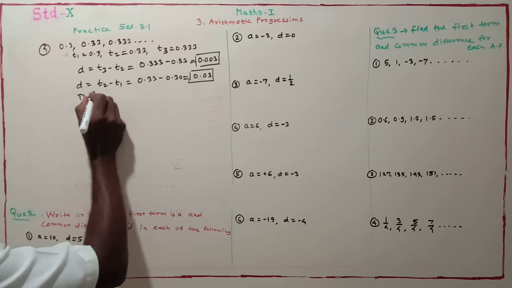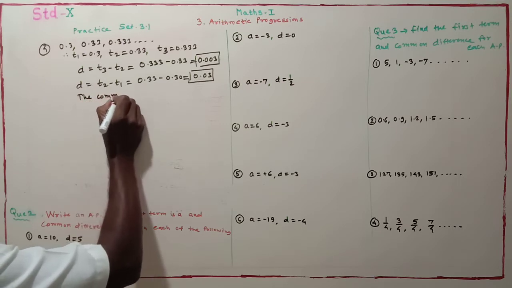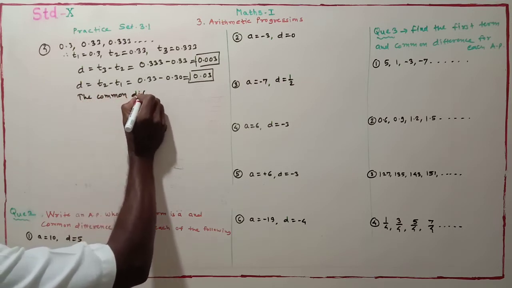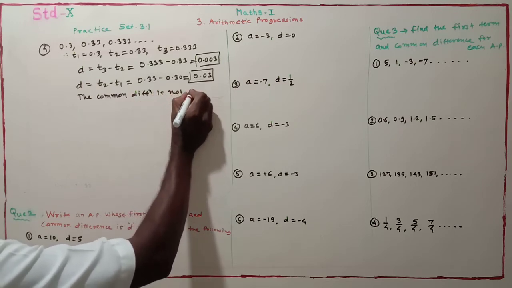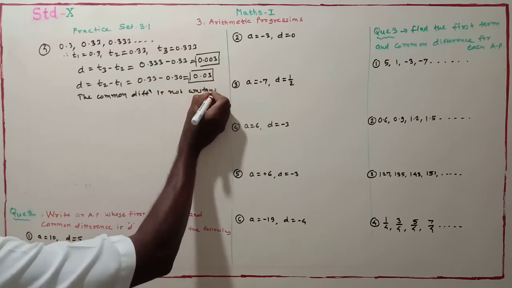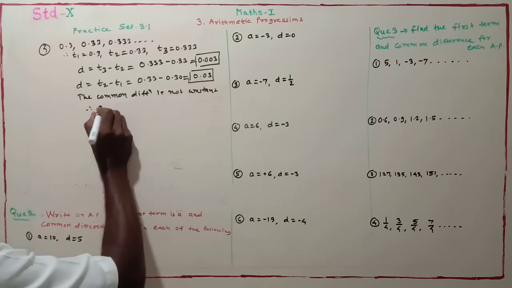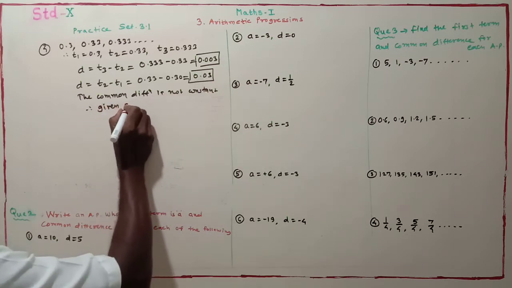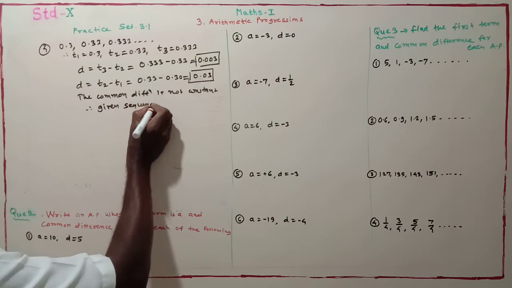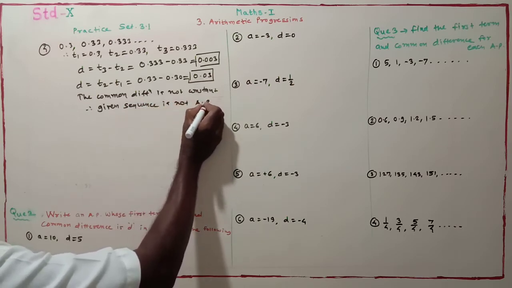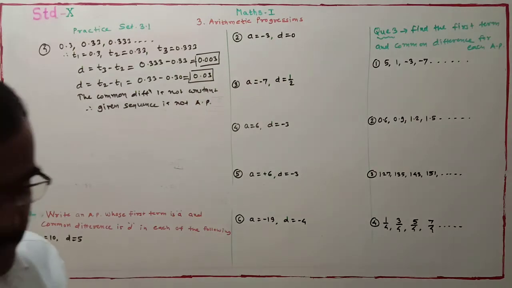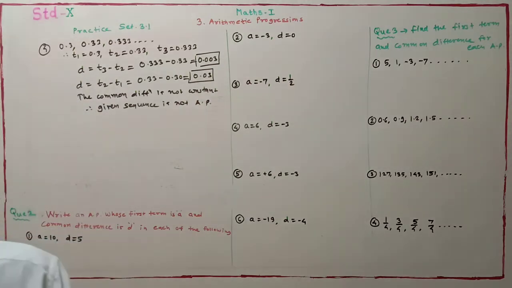The common difference is not constant, therefore the given sequence is not AP. This is question one. In question one we studied whether the given sequence is an AP or not.